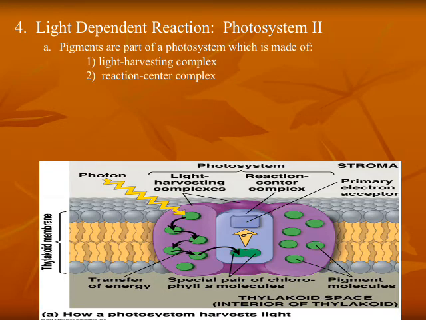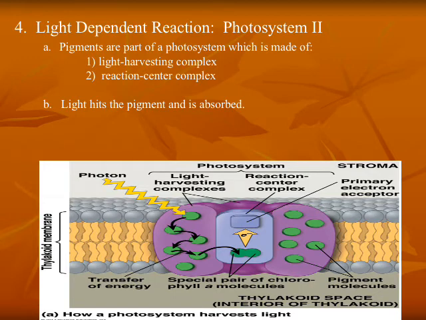So let's take a look at this pigment. There are separate pigments going on here, and these pigments are part of a photosystem. Those photosystems can be divided into two parts. If you take a look at this picture, the overall big part is the purple part, and that's called the light harvesting complex. And inside that is the lavender part, and that's called the reaction center complex.